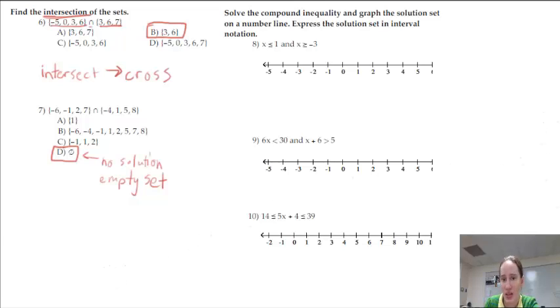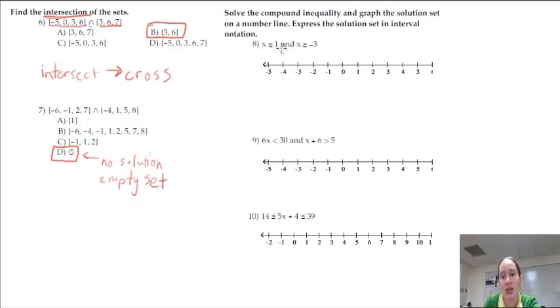On numbers 8 through, I think it's more than 10, our instructions are to solve the compound inequality, graph the solution set, and express the solution set in interval notation. So all we have to do here on 8 is graph this, basically. There's nothing to solve. We have x by itself in both cases.